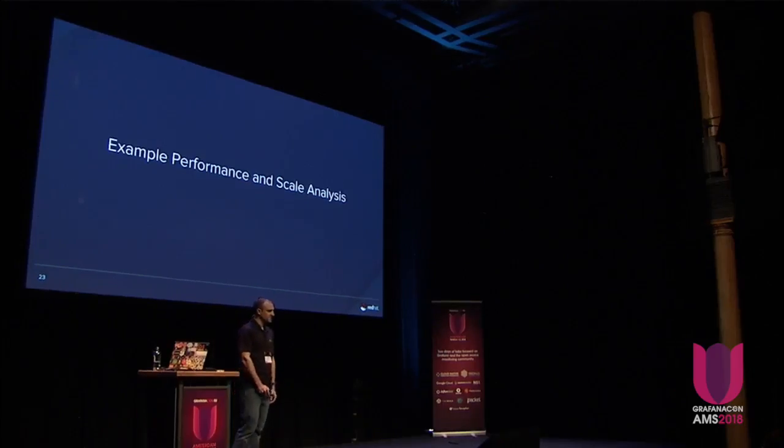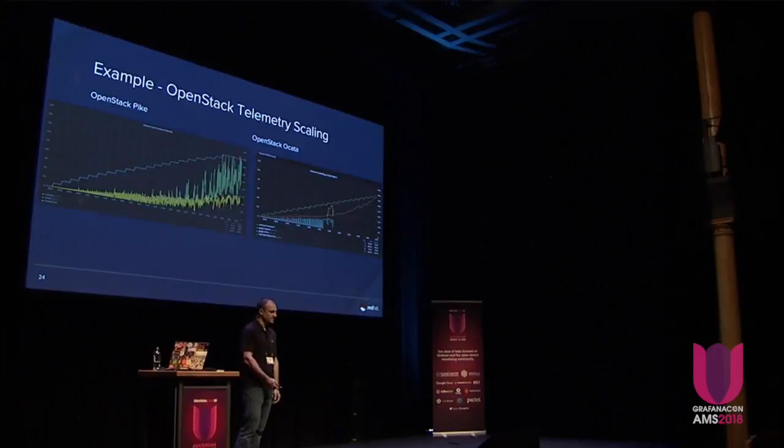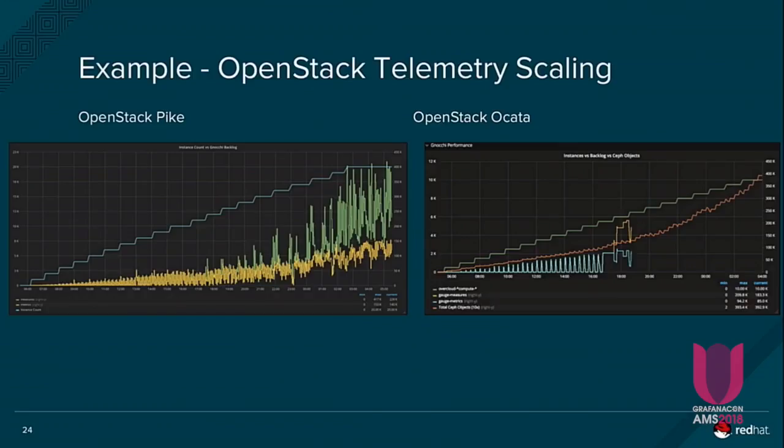So let's go through some of those examples that I have. This is one example, OpenStack Ocata versus OpenStack Pike. Ocata is the older release, Pike is the newer one. The next one coming up is Queens. We don't have data for that I could share here.